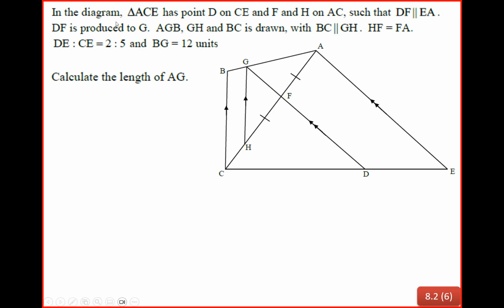It says, in the diagram, triangle ACE has point D on CE and F and H on AC, such that important information, DF is parallel to EA, it's marked in the diagram. It goes on to say that DF is produced to G, AGB, GH, and BC is drawn with, let's underline, BC parallel to GH. Then we are given that HF is equal to FA, and that's also marked for us in the diagram. And there we have our first ratio, which we're going to play with.